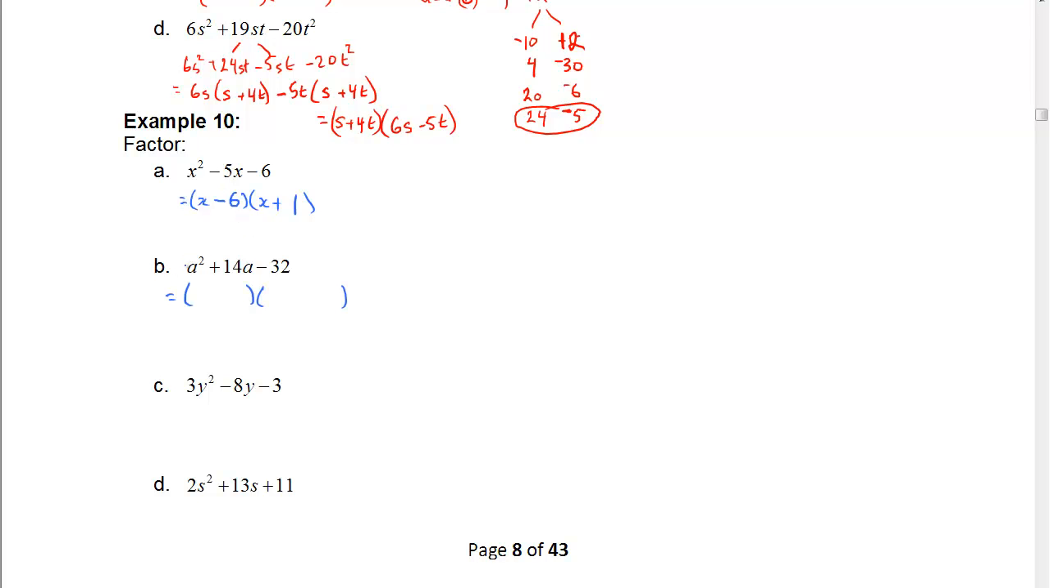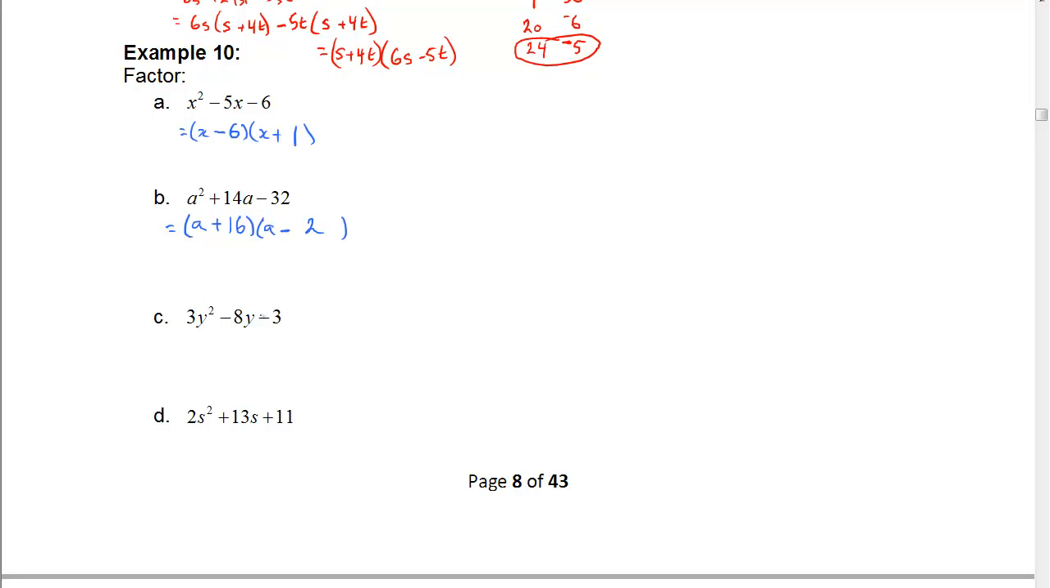Because for this example the coefficient of the squared term is 1, we can do this directly, so we get a and a. Negative 32 with positive here means we're going to have plus and minus, and because this is plus, I know the bigger term is going to be positive. 32 is 16 times 2, so indeed if this is 16 and this is 2, we get 14 in the middle, and that's right.